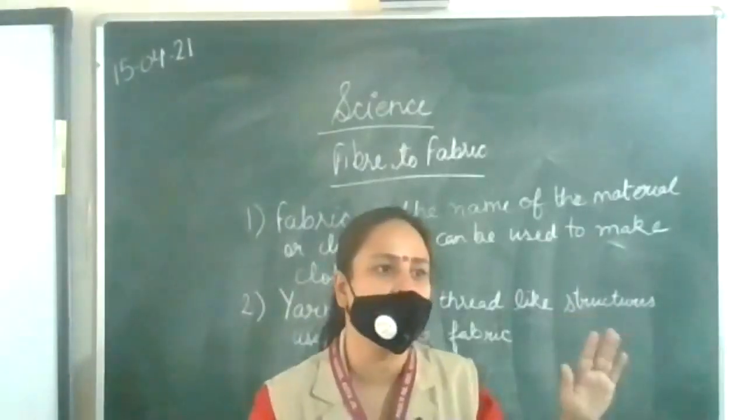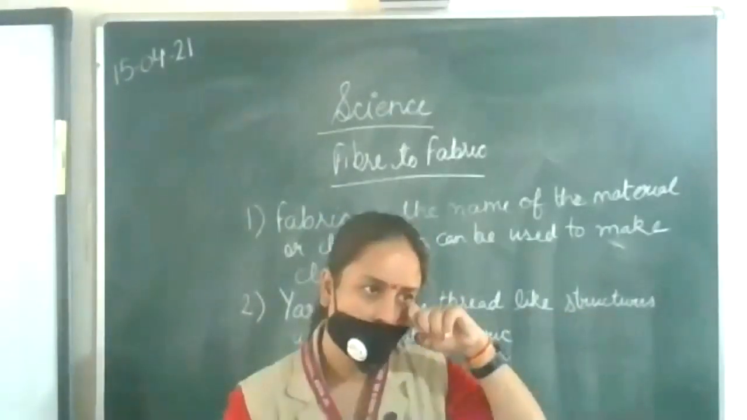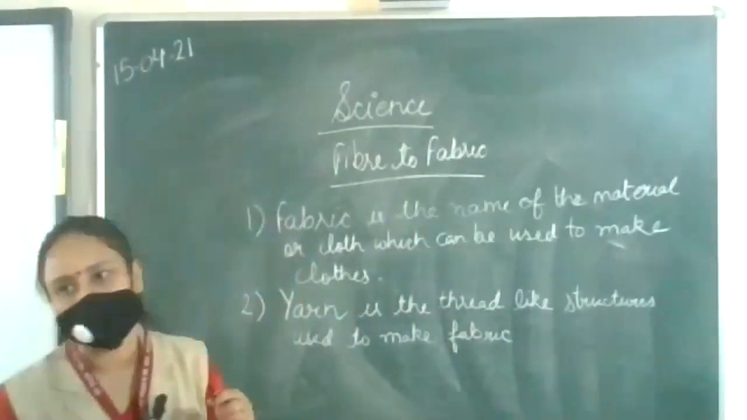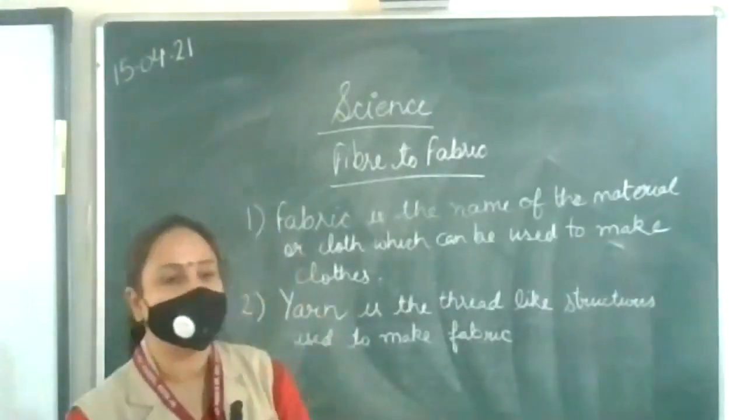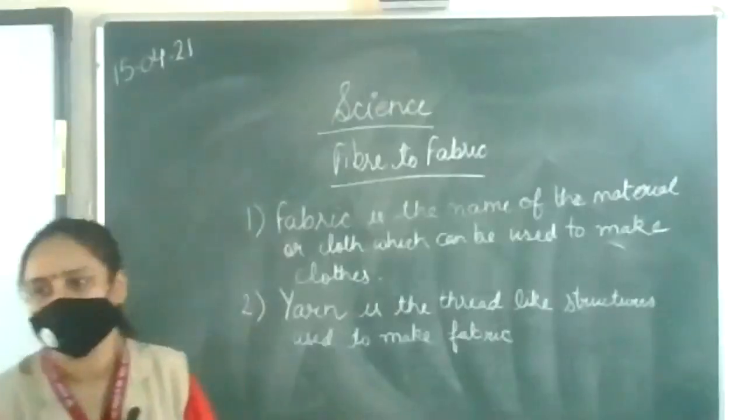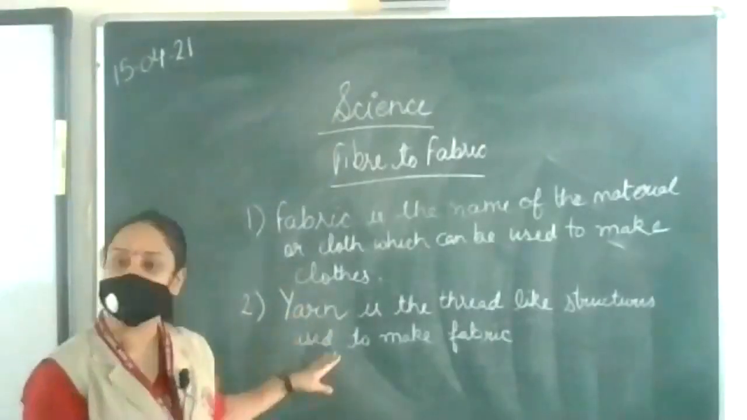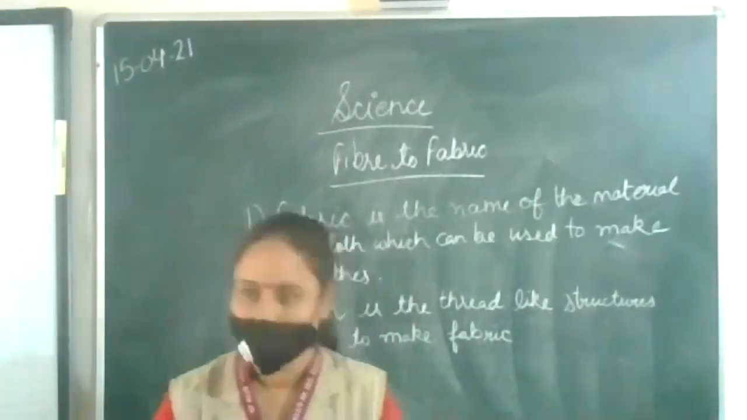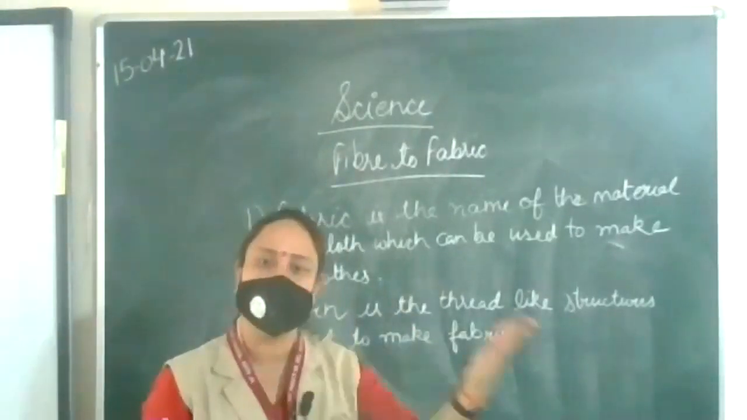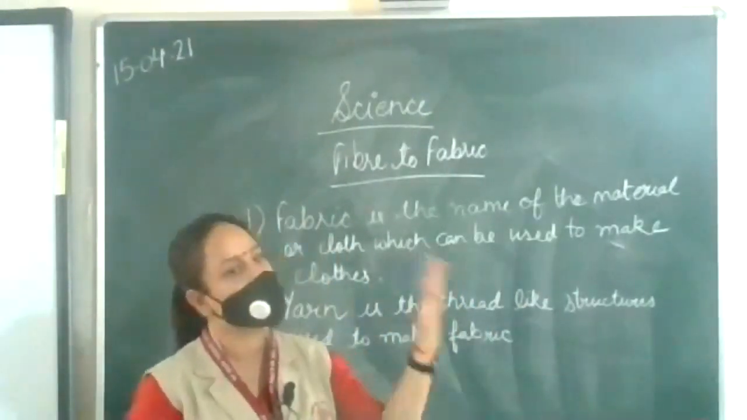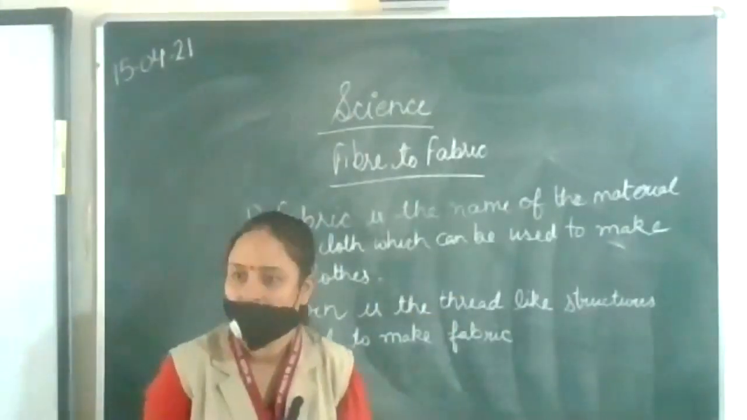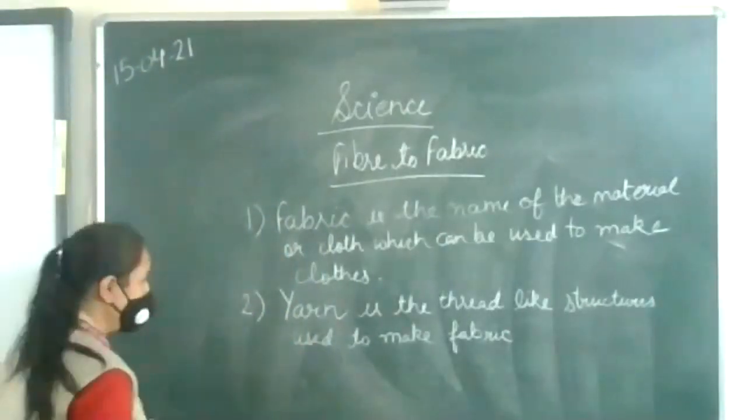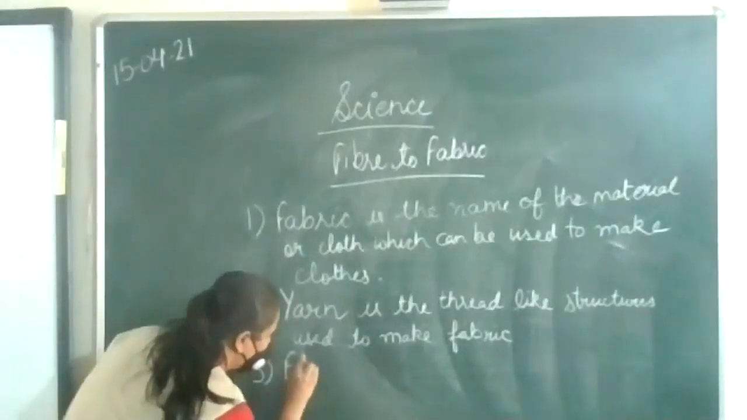Give me a thumbs up if you understand. Great. Okay? Now, don't worry, I'll give you time to ask doubts also. Right now, you try to understand what I am saying. So now, yarn is a thread-like structure which is used to make fabric. Fine. So if I have yarn, I can make fabric from it. And if I have fabric, I can make clothes from it. Right? Now, where do we get yarn from? We get yarn from fiber.